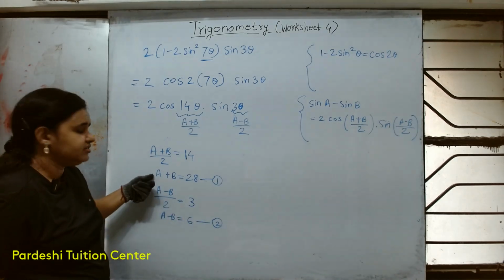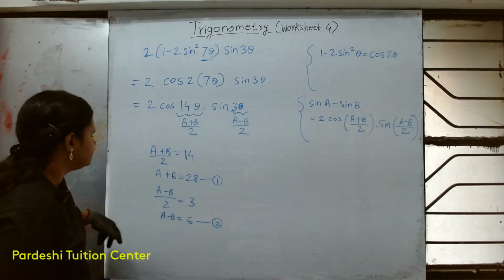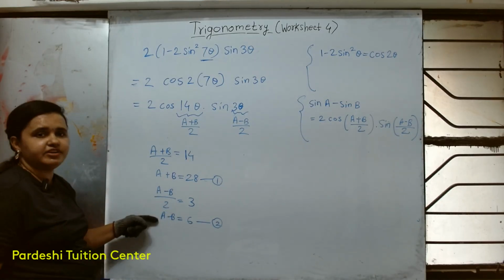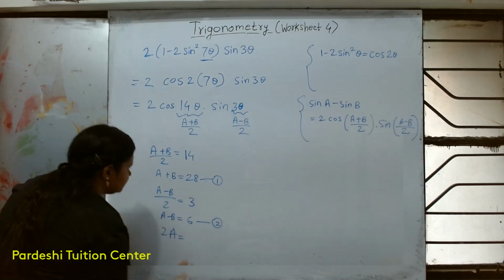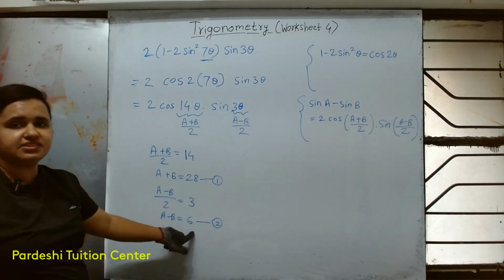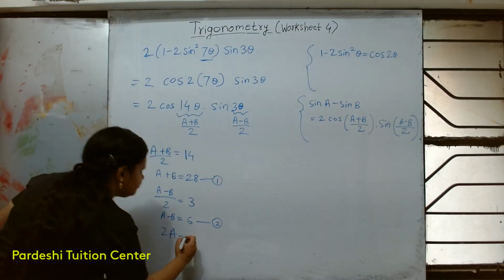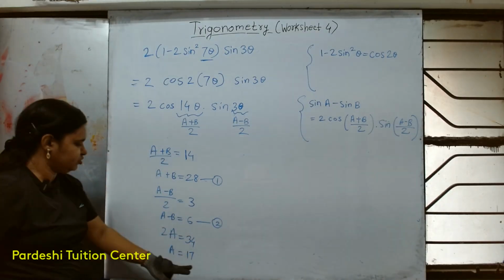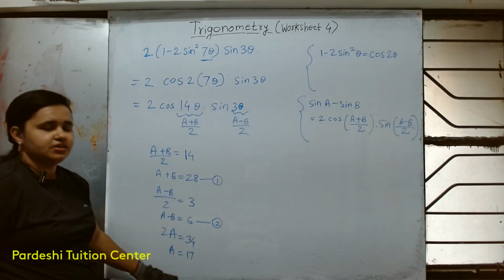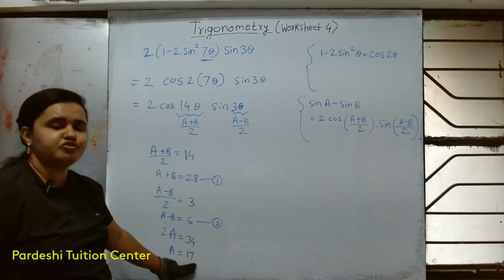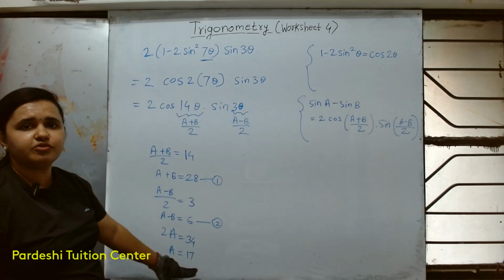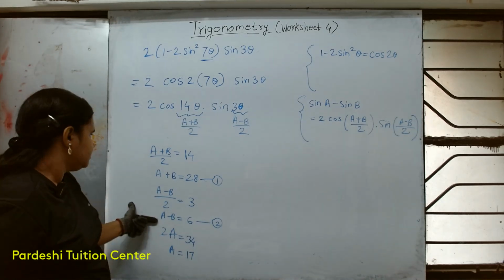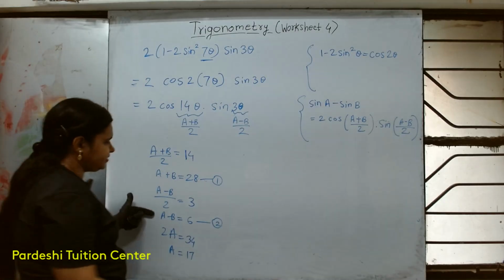So, if we add equation 1 and equation 2, what will we get? b and b will get cancelled and a plus a will be equal to 2a, and the right hand side is 28 plus 6. 28 plus 6 is 34. So, a we have got is 34 by 2, that is 17. Now, from this we can find the value of b by just putting a equals 17 in either equation 1 or equation 2. I will put it in equation 2.